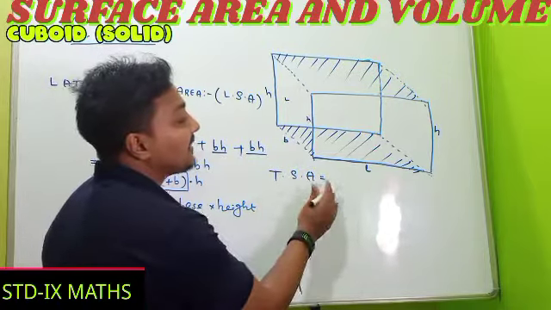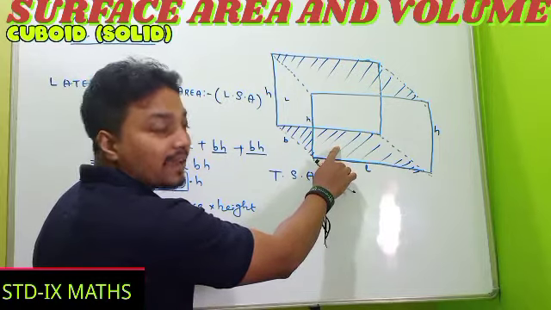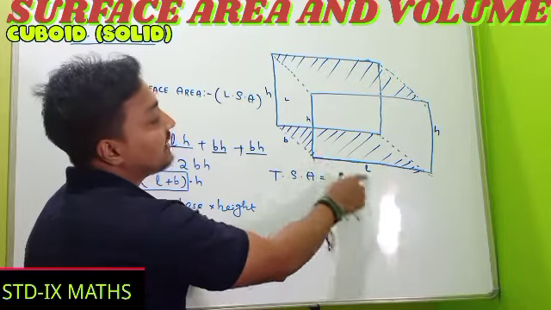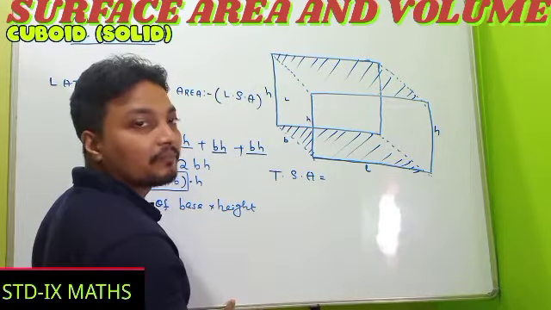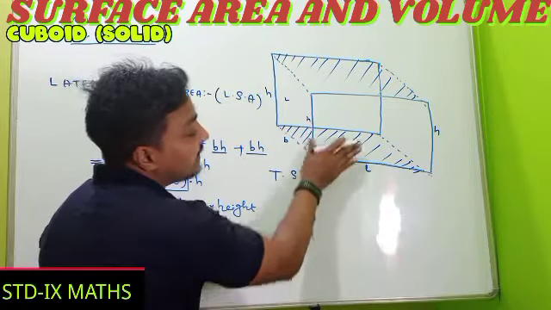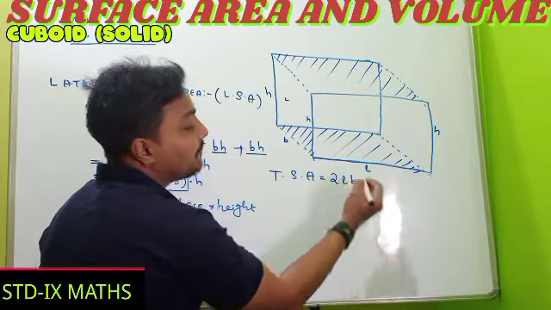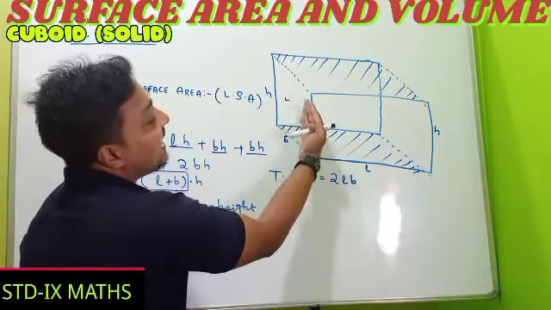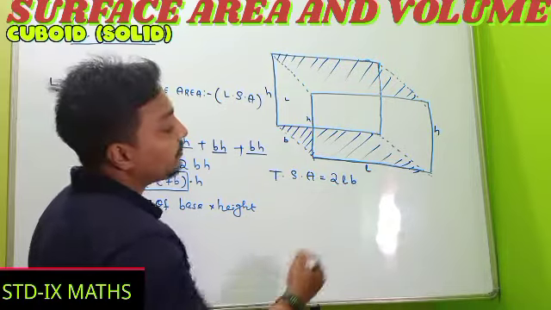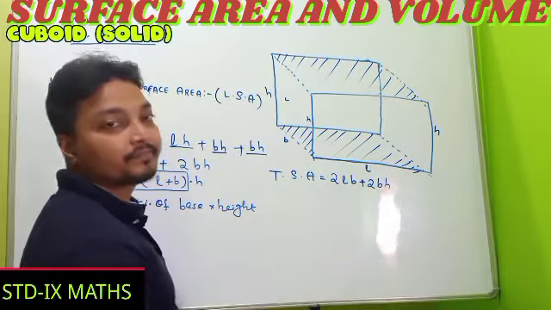See, total surface area. The area of the below one is LB, and the above one is also LB. L into B, length into breadth, the upper one is also length and breadth. Area of the base and area of the top are both equal. So together I am writing it as 2LB. And the area of the left side is BH, the right side is also BH. So together I am writing it as 2 whole into BH.